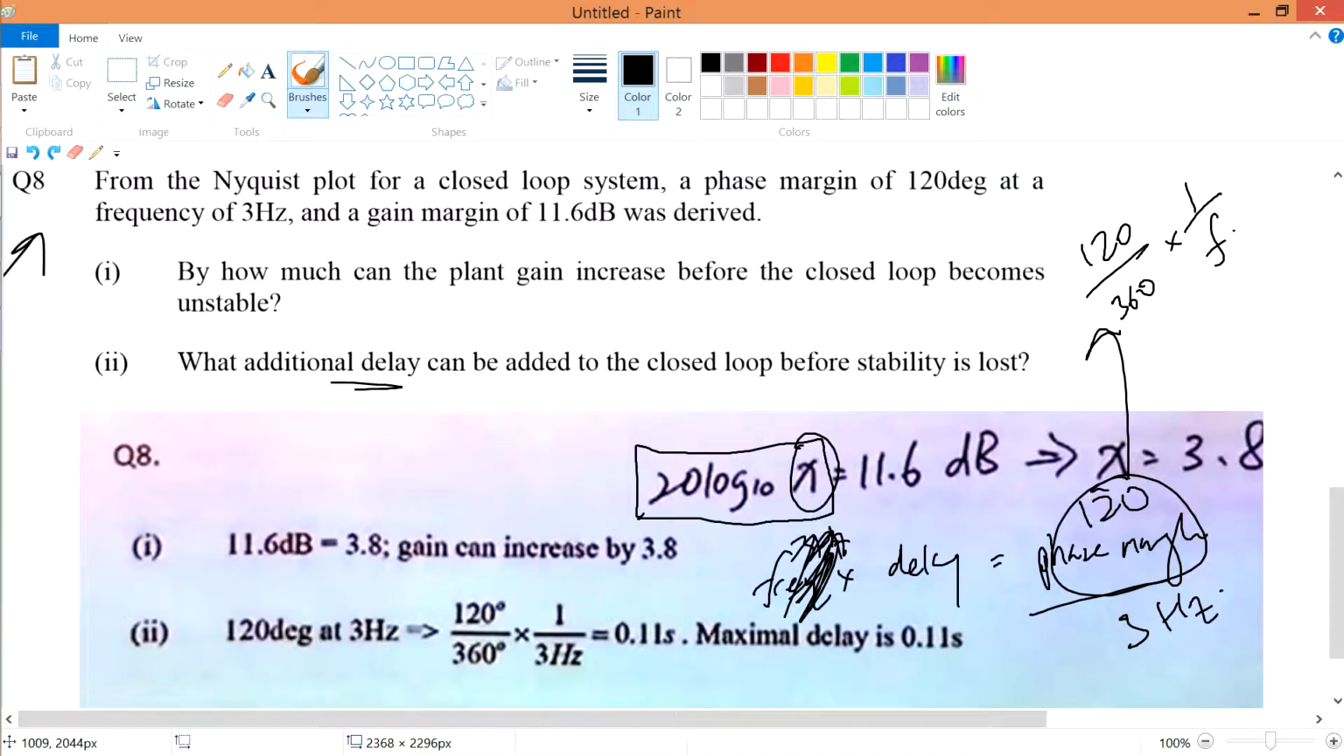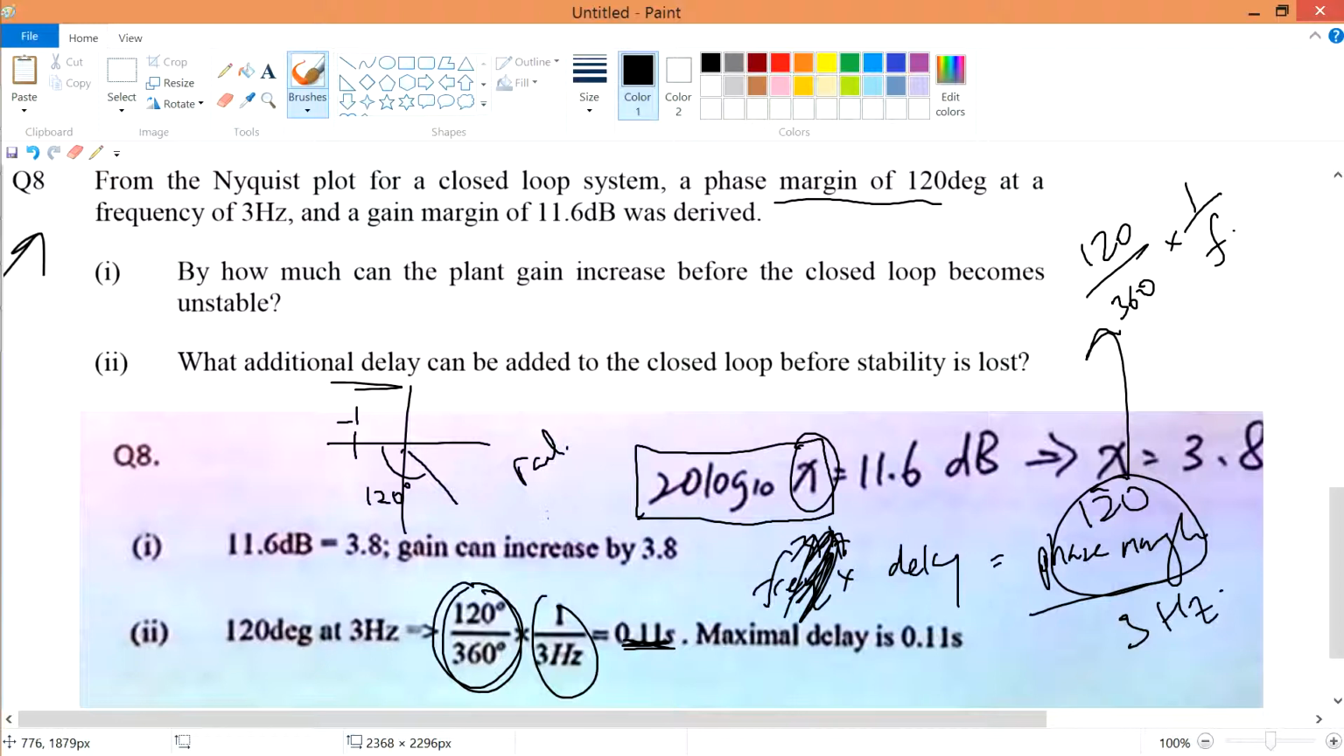So these are just the equations that you may need to really understand. 120 degrees at 3 Hz. What this tells us is that the phase margin is 120 degrees, which is shown over here for -1. But I don't know why you have to divide by 360 degrees, the ratio, and then times 1 over 3 Hz. But in the end, we have the answer over here. This is something that you just need to know, the equation. But in terms of why it is 120 divided by 360, if it's changing to radian, then we should multiply with pi. But why is there no pi? Never mind, I can't find it.